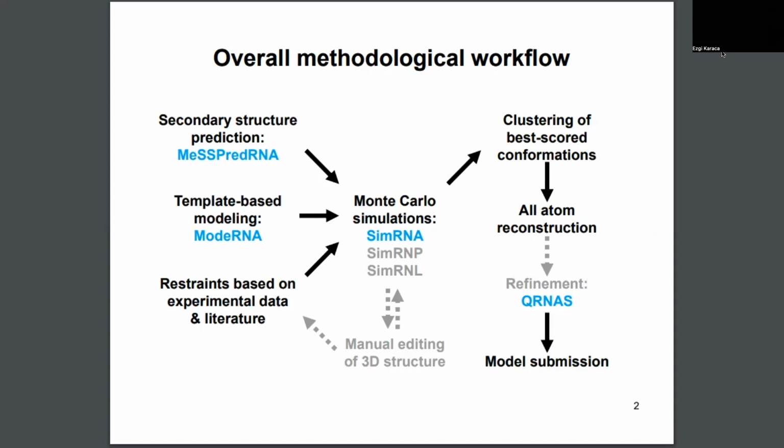We make secondary structure predictions using a collection of different tools in our meta server for RNA secondary structure prediction called MeSSpread RNA. And of course, we search for different types of additional information in the literature. If the templates are found for fragments or for entire structures, then we build them using our comparative modeling method, Moderna, and then all the information is fed into our method for RNA 3D structure modeling and simulation, SimRNA. We also now have variants that enable modeling of RNA in complex with proteins and with small molecules.